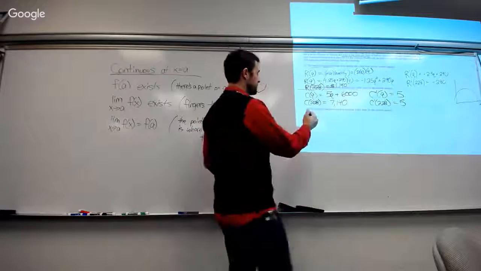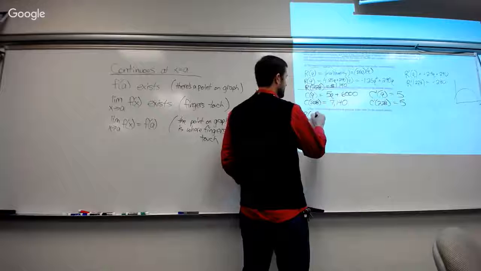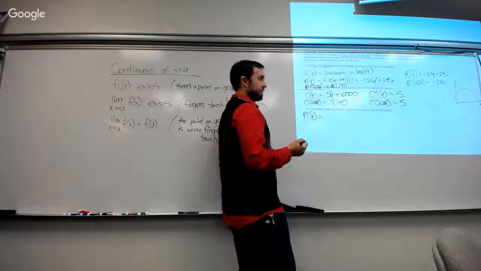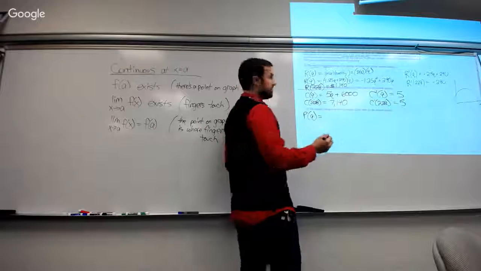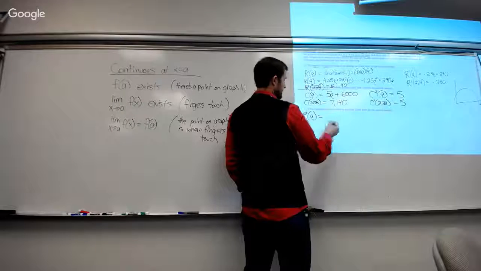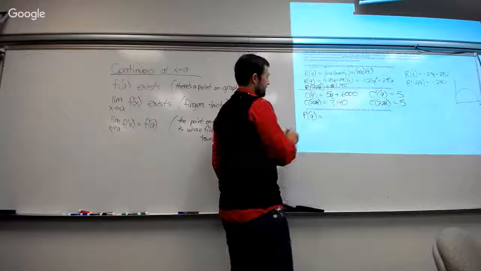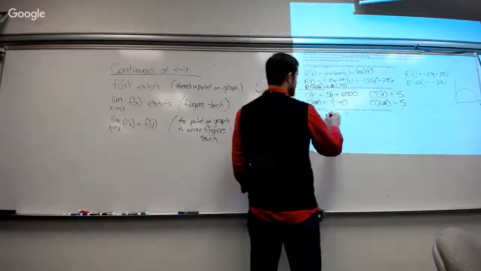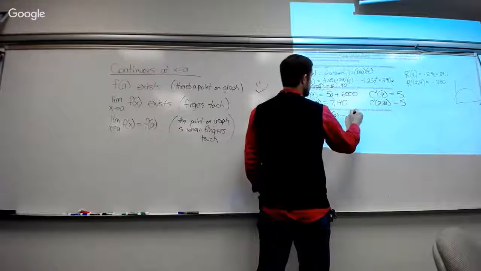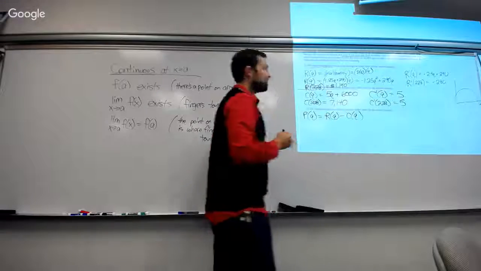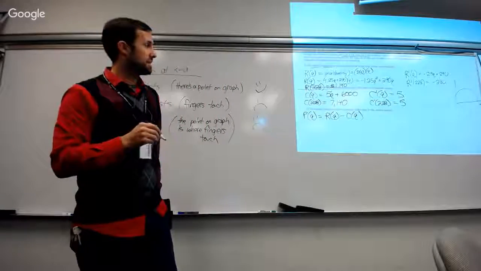So first of all, what's the formula for profit? P of Q is equal to? Revenue minus cost. Yeah, revenue minus cost. So we have all revenue minus all cost. So that's our profit formula. Profit is always revenue minus cost.